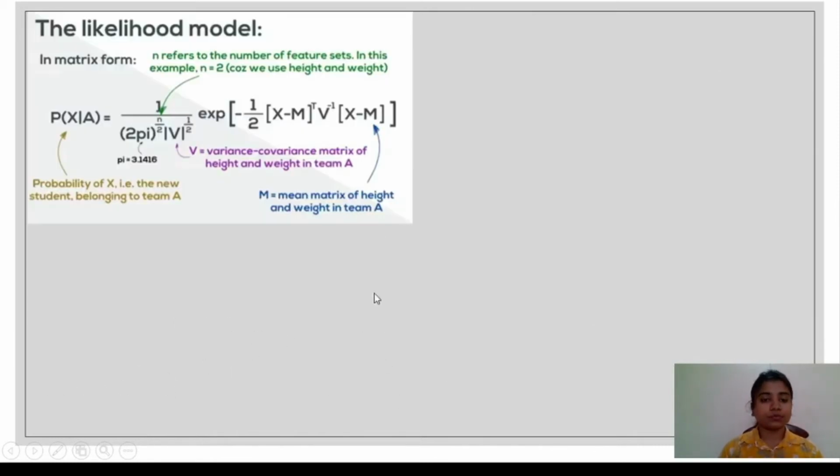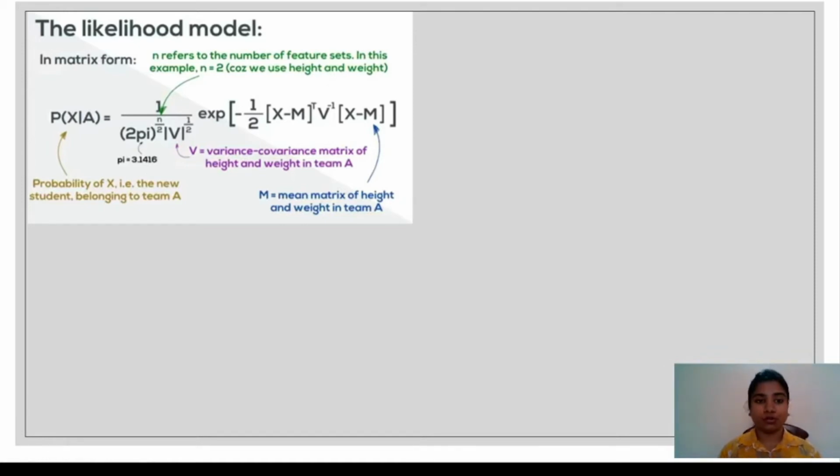Now first we will see the likelihood model in matrix form. So it is the likelihood function or likelihood model. The probability of x given A is the probability that x, a new student, belongs to team A, and 1 upon 2 pi. The pi value is 3.1416, and here n by 2 refers to the number of feature sets. In this example, n is equal to 2.